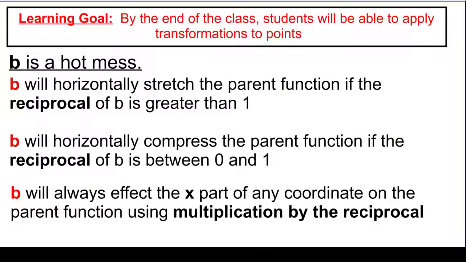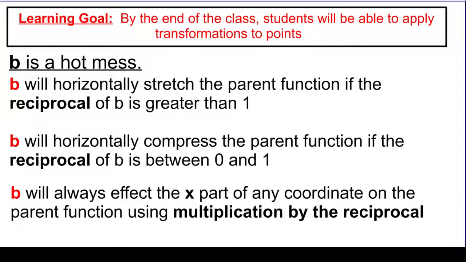So let's talk about B. B is the one that we've been avoiding, we haven't talked a lot about, because I'm telling you right now, B is a mess. So here's what B does. B is going to do something similar to A. When we talked about A, we said grab it on the top and the bottom, and it's going to stretch it and compress it depending on the value.